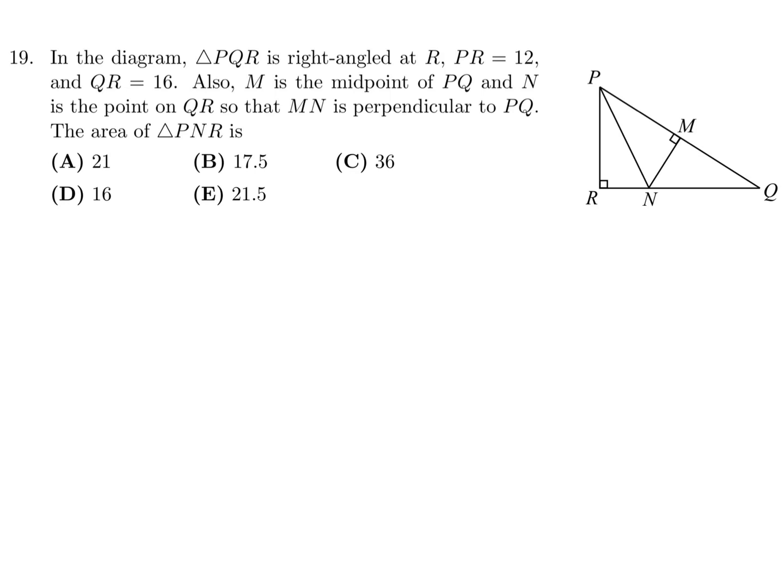Number 19. In the diagram, triangle PQR is a right-angled triangle at R. PR is 12, QR is 16, M is the midpoint of PQ, N is the point on QR, so that MN is perpendicular to PQ. The area of PNR is... All right. Okay, so let's see if we can label this.